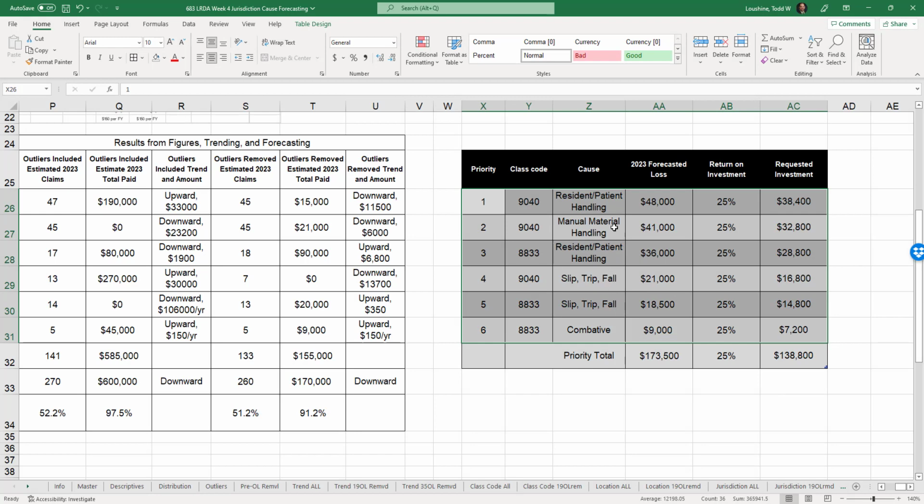And what's interesting is, 2 of the 6 priorities are resident patient handling for 2 different class codes. 2 are for slip, trip, and fall. And even though we're asking for this much to study all these areas, what was the root cause? Because obviously whatever we were trying before wasn't working, because these things seem to be continuing at a higher frequency, maybe less severity, but still costing the company money.